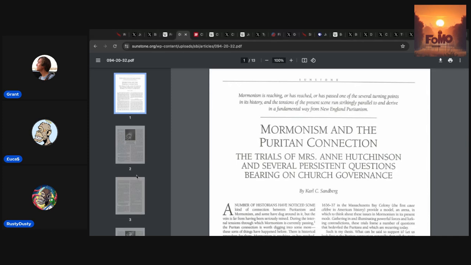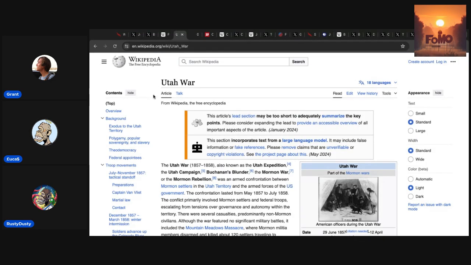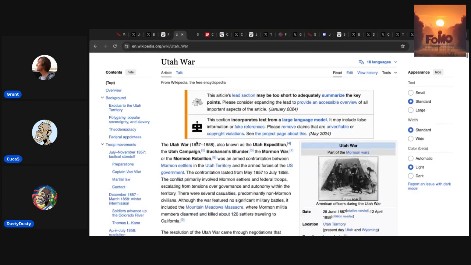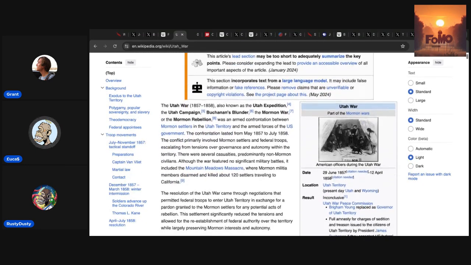Skip to that. I mean, if people want to debate me on Mormonism and the Puritan connection, I think it's generally accepted by the Mormon Church and other historians, especially where it was coming from, and that it was piggybacking on some of those religious concepts in New England. This one? Yeah, probably the Mormon War, the Mormon Rebellion.